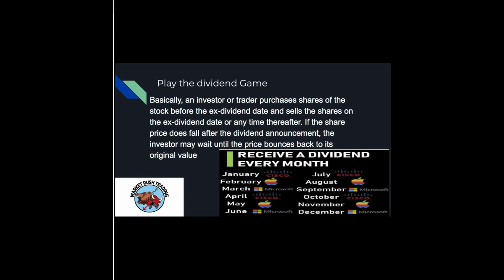So this is a picture depicting what this is saying. Receive a dividend every month. January we have Cisco. February we have Apple. March we have Microsoft, and respectively the next three months it goes the same way. The same goes for Chevron, JPM, and AT&T, you could do the same for them as well. But this is how the dividend game is played. You put a lump sum of money into the stock, receive the dividend, and then move forward into the next one.